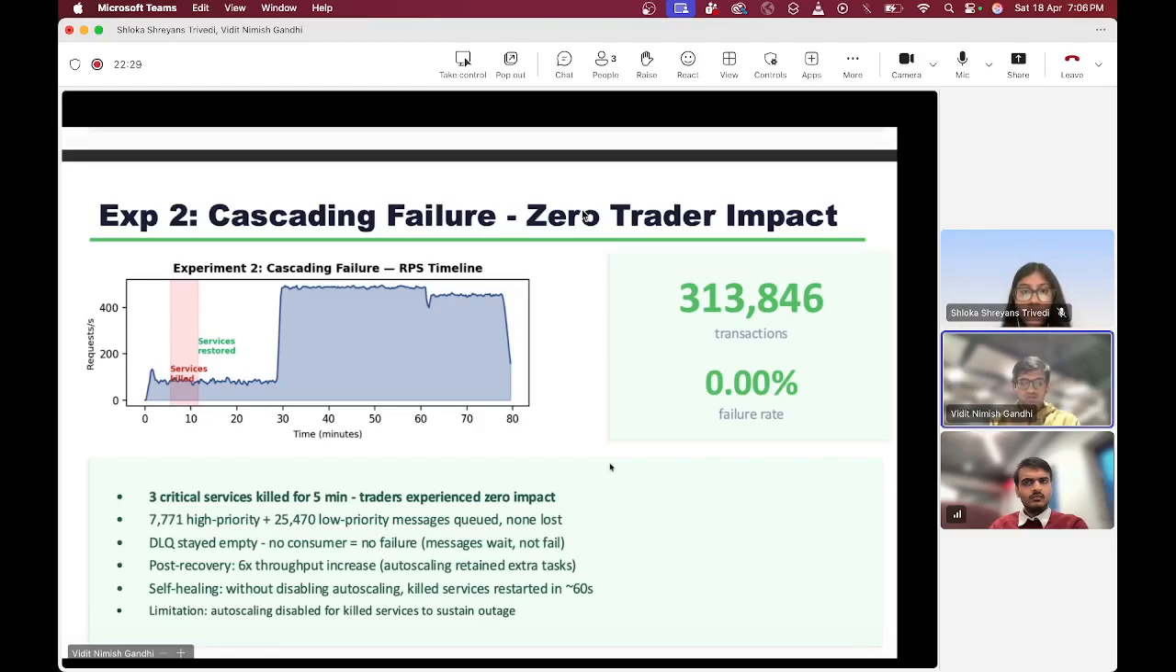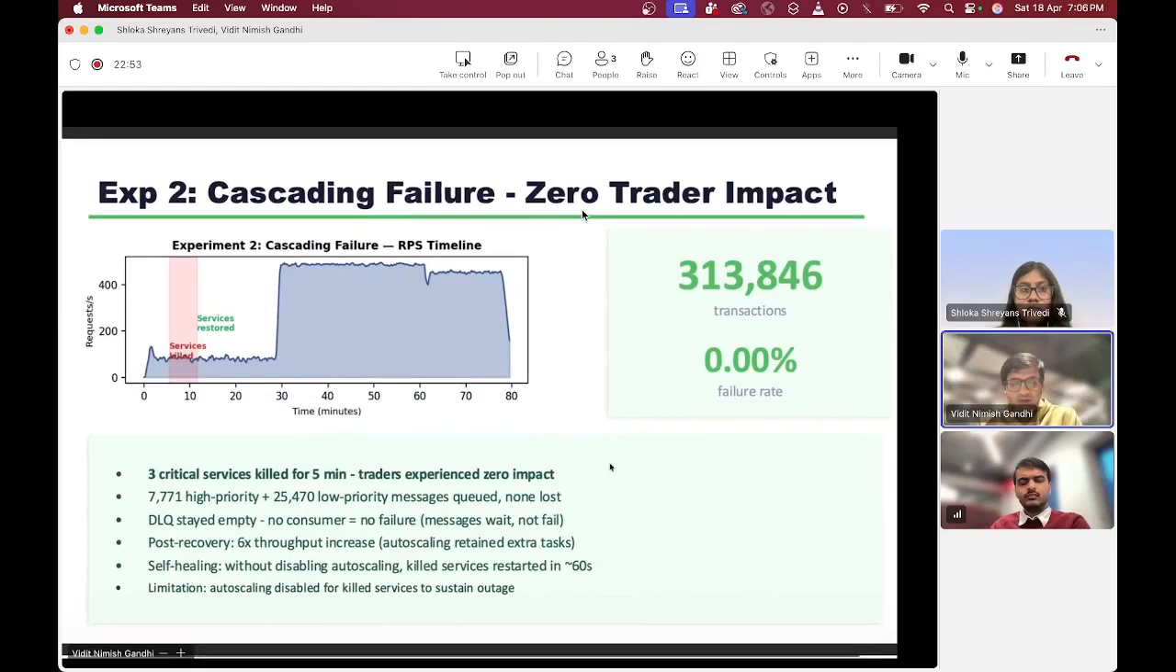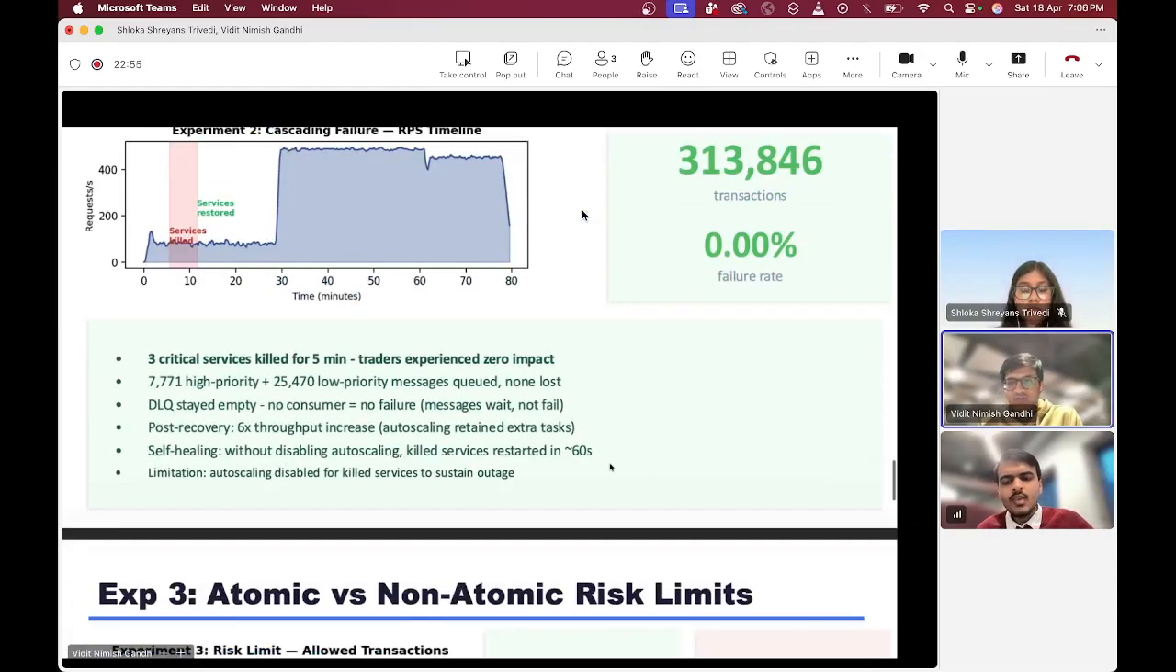Messages accumulated in the queues, and when the services were turned on again, the messages were consumed like a normal service consuming. So this was basically the aim of the chaos engineering dashboard, which we implemented: to kill services and still test the fault tolerance of the system. Now experiments 3 and 4, Dhyan will continue.